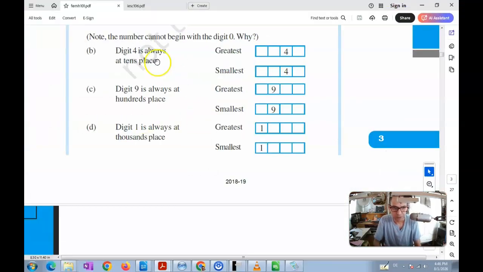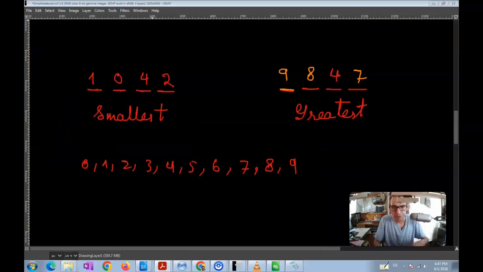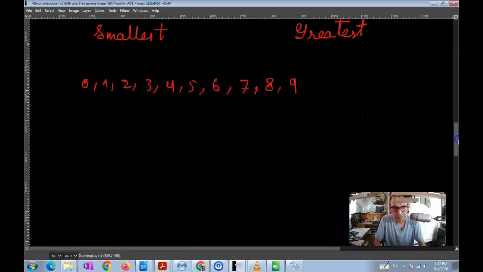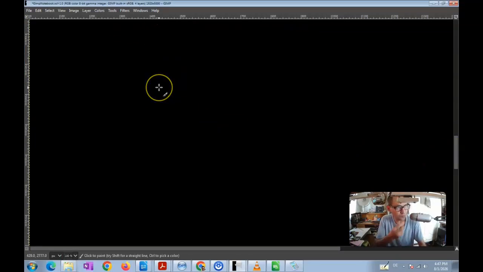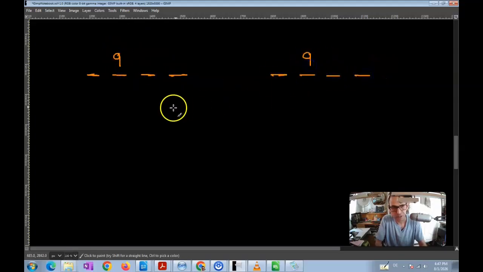And then again, you can do all of these questions. Let me go through them as well. So again, you have part C of this question. You have a 4-digit number, and 9 is always at the hundreds place. So that's the 1, 10, and 100. So 9 is always here, and 9 is always here.